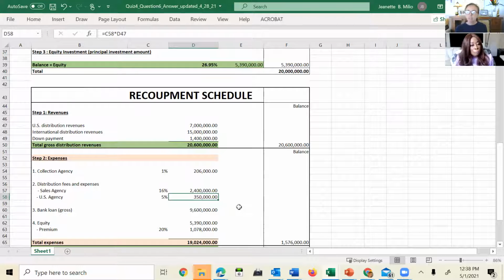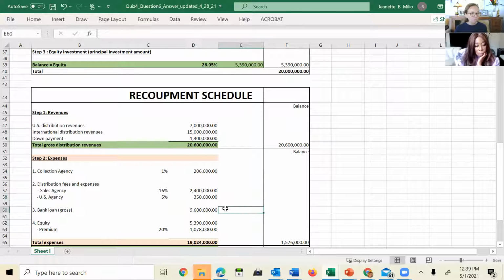Usually the sales agent sells all the international rights for around 16%. Usually it's anywhere between 15 and 25%. The US rights are usually sold by talent agencies like CAA, ICM, UTA, and they only charge 5%. So we're making the distinction here for the first time, saying the US rights are sold by someone else, and they're only charging us 5%. So it's 5% of $7 million, and 16% of 15 million, which is the international.